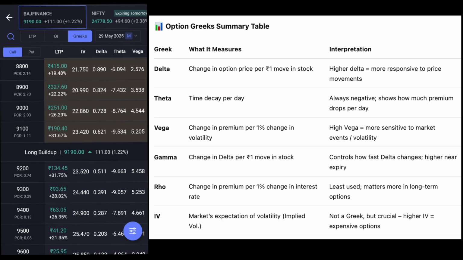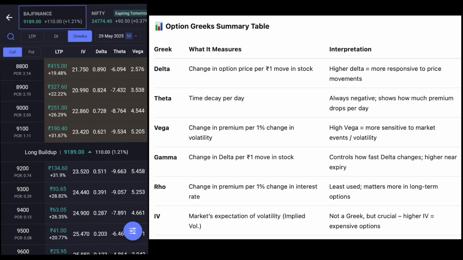And there is also a value called IV, which means implied volatility, which is the market fear level. This tells me how volatile the market expects the stock to be. And there is a number like 21%, 23%. It doesn't tell me any direction. It just tells me the range. Higher the IV means more expensive the options will be, because there is more uncertainty, and so the premium will be very expensive.